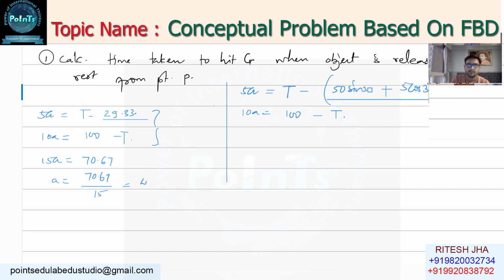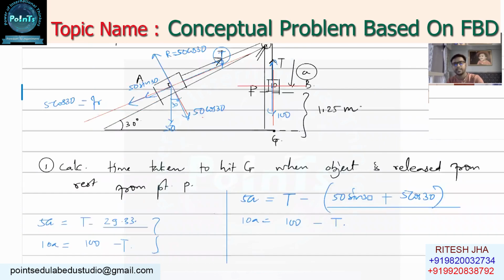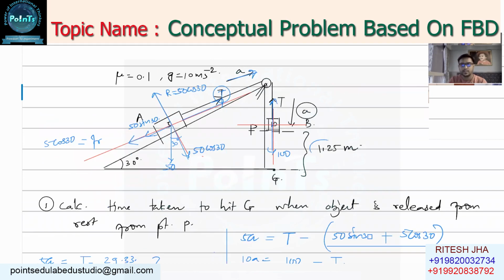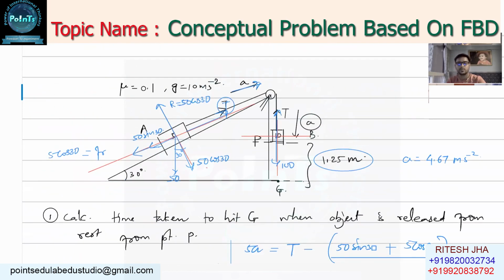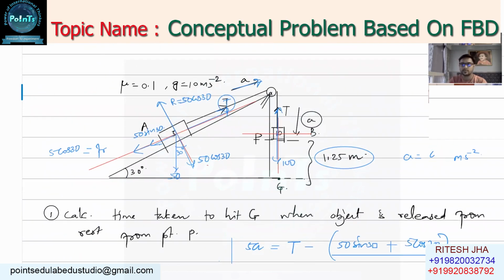4.7 meter per second square. Now we got the acceleration, and then we already know the displacement. We know the acceleration is 4.67 meter per second square. The distance s is equal to ut plus 1/2 at squared, where s is equal to 1.25, u equals 0.